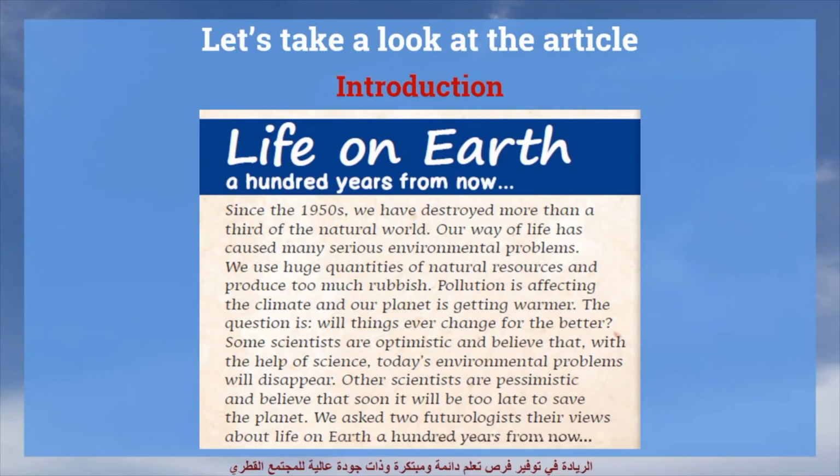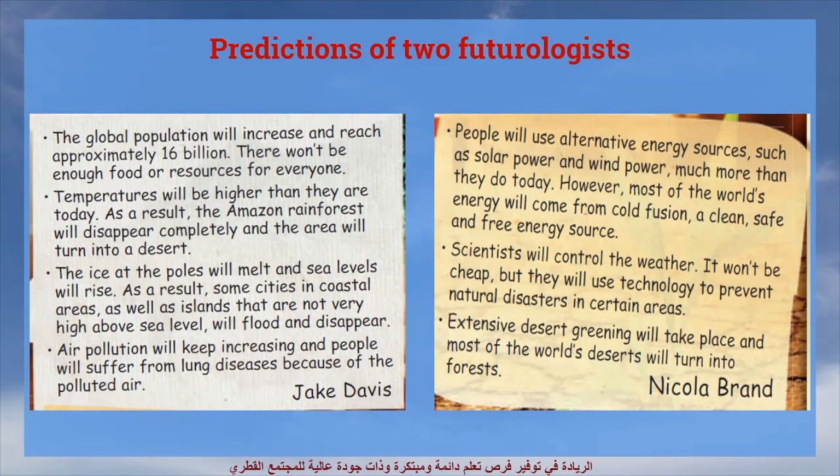Now, let's take a look at our article in our student book, page 62. The title of the article is Life on Earth 100 Years from Now. So the passage is about how people think that the Earth will be 100 years from now. In the introduction, they introduce the main reasons for environmental problems, and then they introduce the second section of the reading passage. In the second section of the reading passage, we have predictions of two futurologists. Futurologists are people that predict what will happen in the future. So we have the opinion of Jake Davis and Nicola Brand.